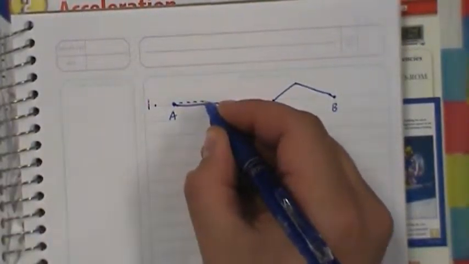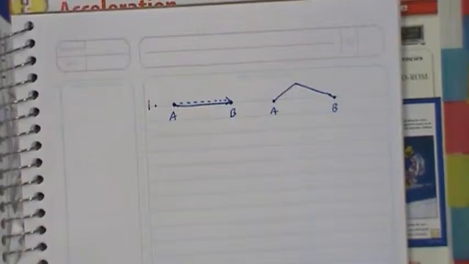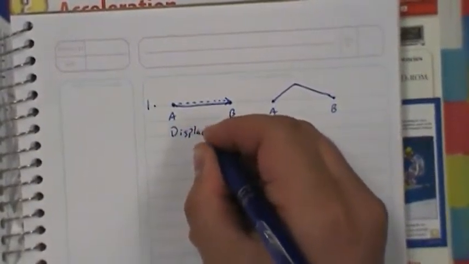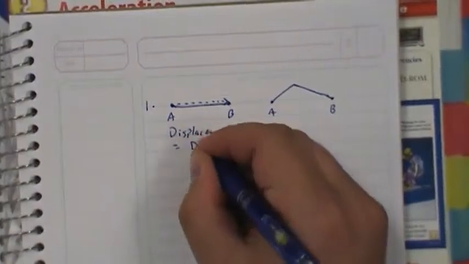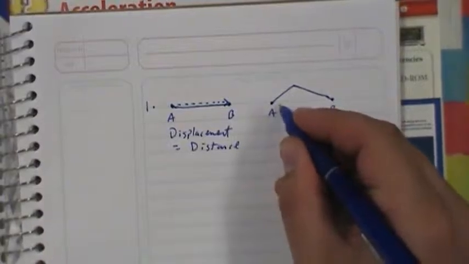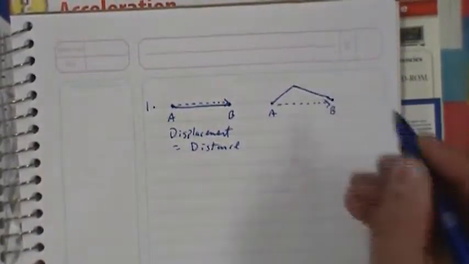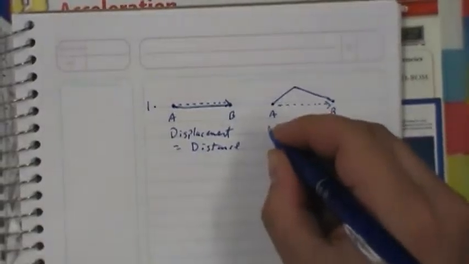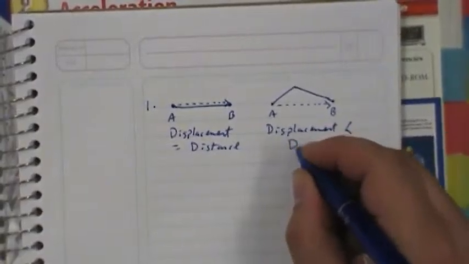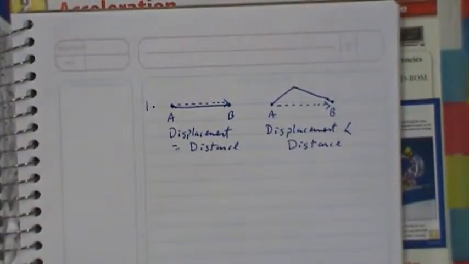If I were to draw arrows representing the displacement of each journey, case 1, the arrow exactly follows the path that was traveled. When the path and the displacement are equal, the displacement is equal to the distance. In case number 2, if I draw my vector showing displacement from A to B, notice it does not follow the path that was traveled. The displacement in case 2 is less than the distance traveled when you took that deviation.